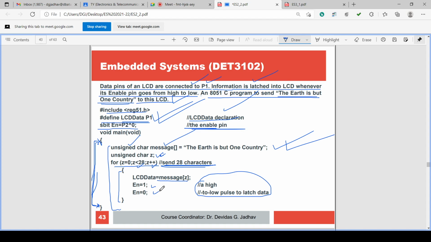That is 2.1. EN is 2.1. P2 second port 0 pin 2.0. So this 2.0 pin is connected to the enable pin of the LCD module.